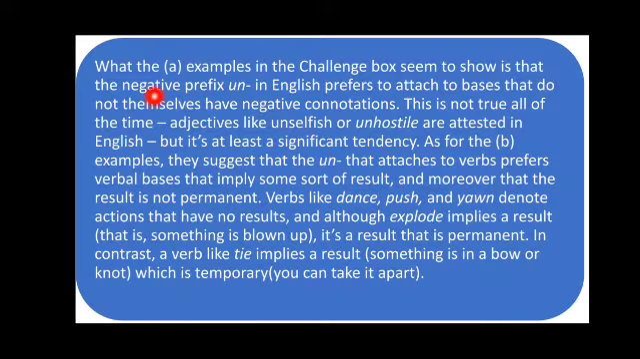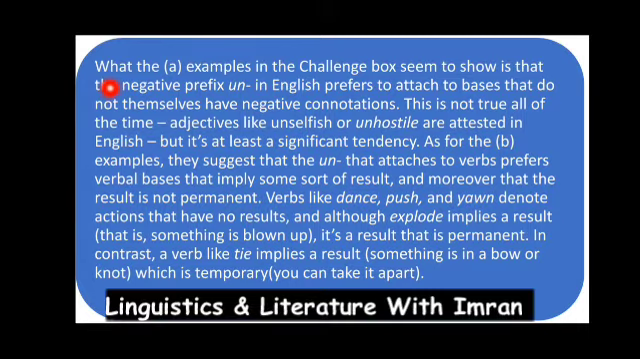So here we have explanation of the previous slide. What the A examples in the challenge box seem to show is that the negative prefix un in English prefers to attach to bases that do not themselves have negative connotation. So we can add un with adjectives which do not have negative connotation. This is not true all of the time. These are exceptions now.